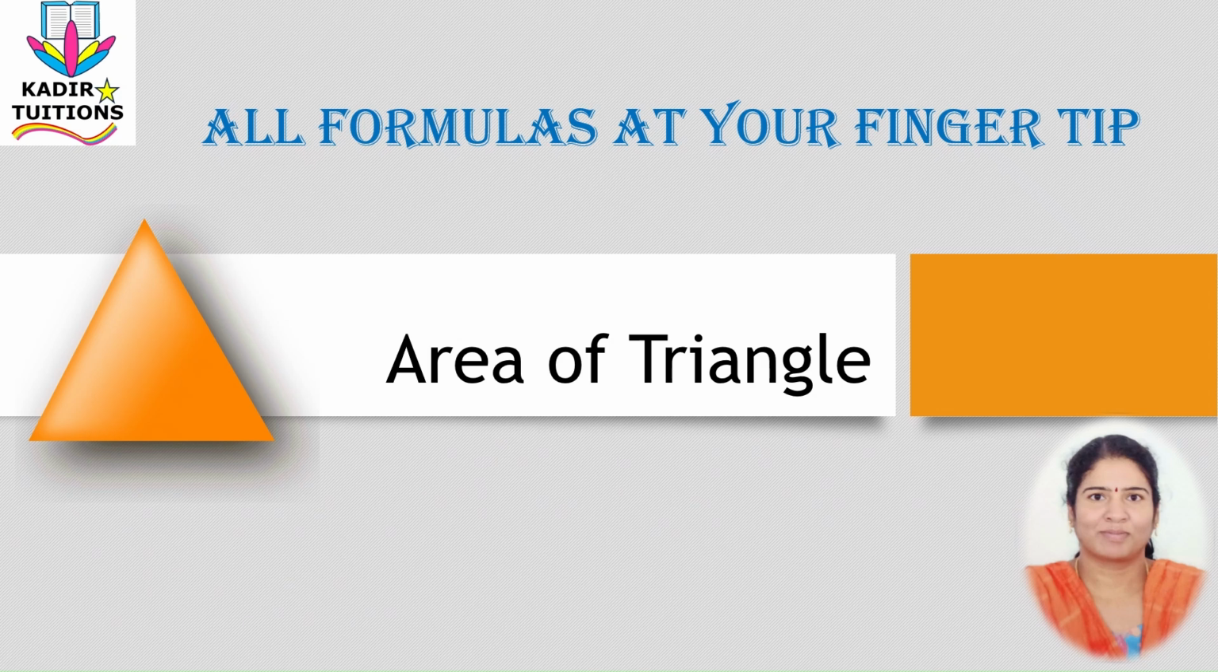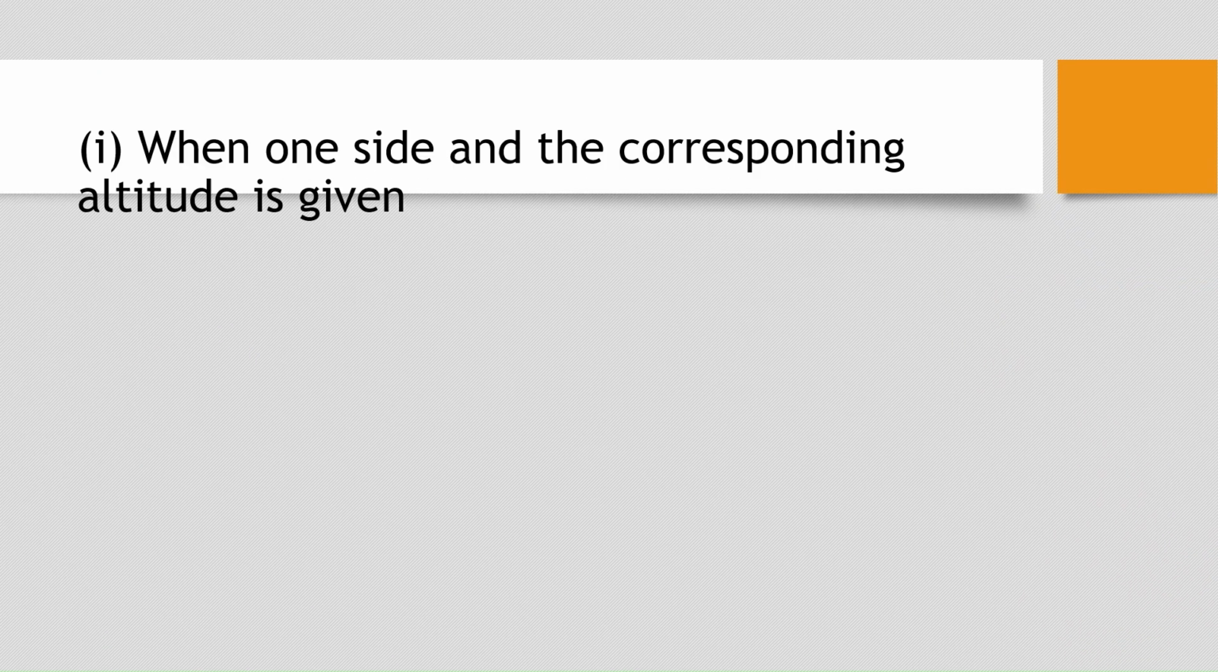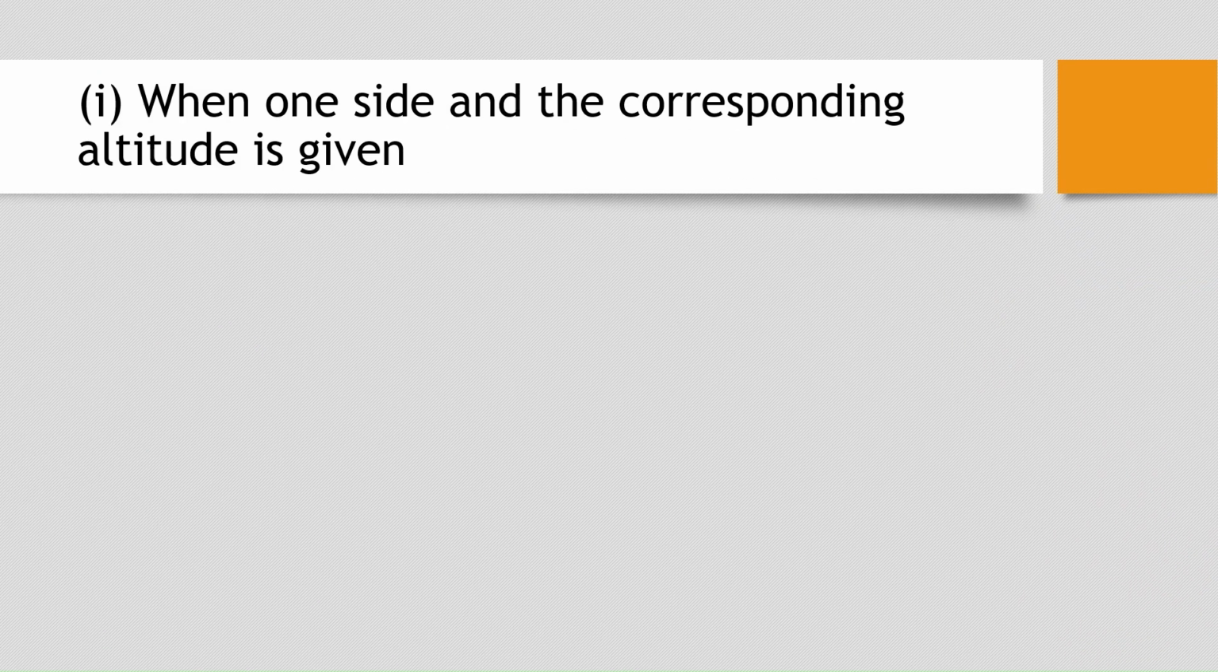In this video, we are going to see the different formulas which are available to find the area of a triangle. Let's see into it. First, let's see what is the area of a triangle when one side of a triangle is given and the corresponding altitude is given. So what is the altitude? It's nothing but the height.